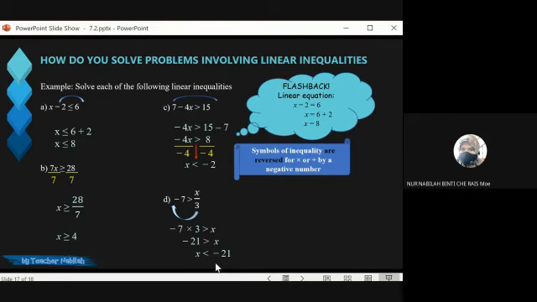Actually, the way to solve these inequalities is similar to how you solve linear equations. So make sure you understand linear equations, and then you can understand these linear inequalities. Just the symbol is different. And also one thing: when you multiply or divide by a negative number, the symbol will also change. Okay.